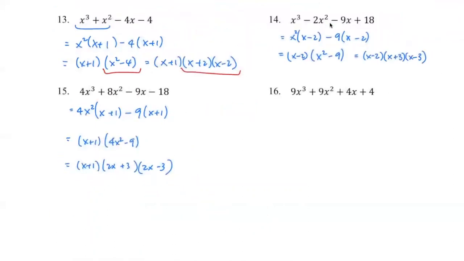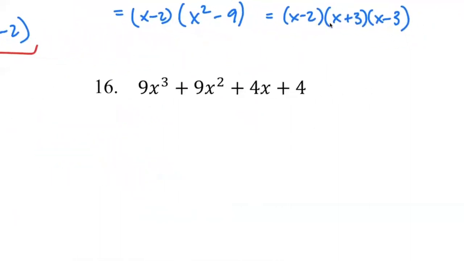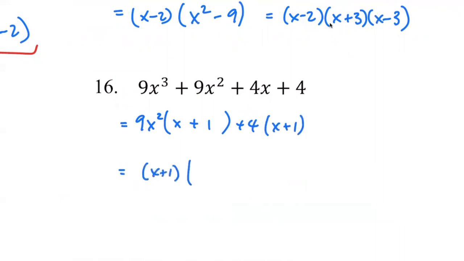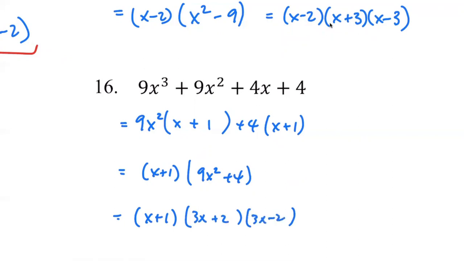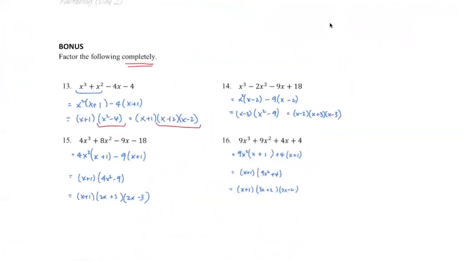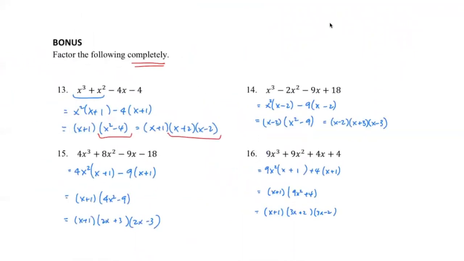Okay, so last one, we factor out by grouping again. So factor the 9x squared, so it's x plus 1. You factor the 4, it's x plus 1 again. And then x plus 1, 9x squared plus 4. And then we say, well, we can factor this a little bit further. We have 3x plus 2 and 3x minus 2. Okie doke. All right, so that's how we will finish these bonus questions.